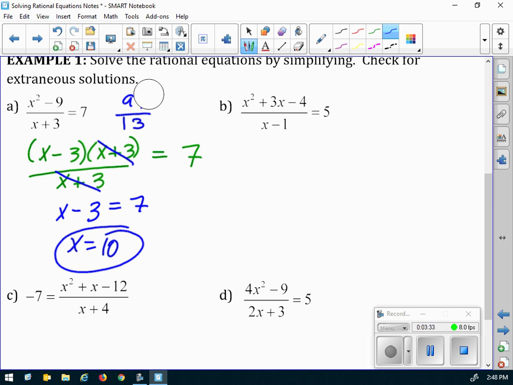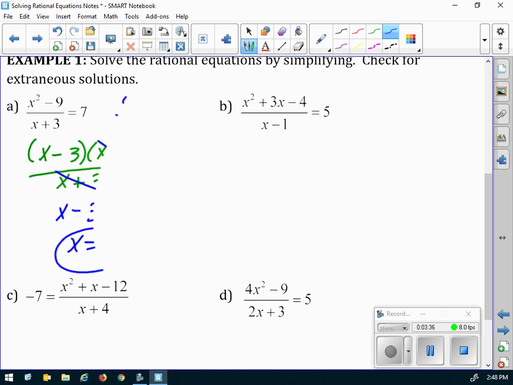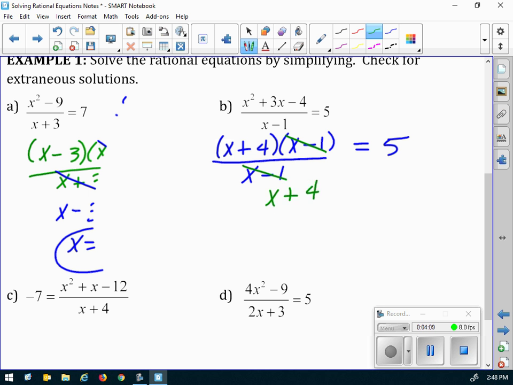now let's look at B. Same idea as what we just did. If we didn't see the equal 5 part, you would factor and see if it will simplify. That's right, Eli. How do you factor that numerator? Exactly. Now, have a look. What do you see? X plus 4 equals 5. So x equals 1. Now, we have to check them.